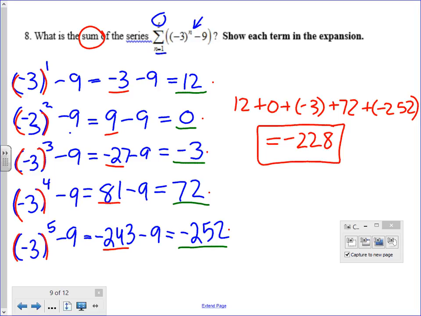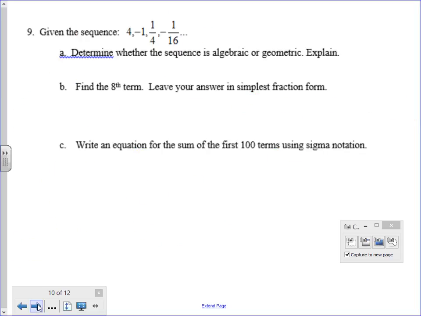All right, last page here. Let's look at number 9. We're given the sequence 4, -1, 1/4, -1/16. First, determine whether this is algebraic or geometric. This is going to be a geometric expression, or geometric sequence, I'm sorry. One hint is because I'm switching signs. I go positive, negative, positive, negative.